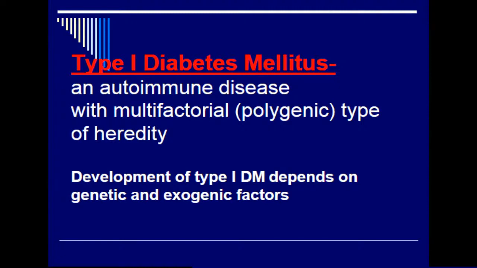Good day, students. Today, the topic of our lecture is type 1 diabetes mellitus. This disease is characterized by absolute insulin insufficiency due to destruction of beta cells in the pancreas. Diabetes mellitus is an autoimmune disease with a multifactorial or polygenic type of heredity. Development of diabetes mellitus depends on genetic and exogenic factors.